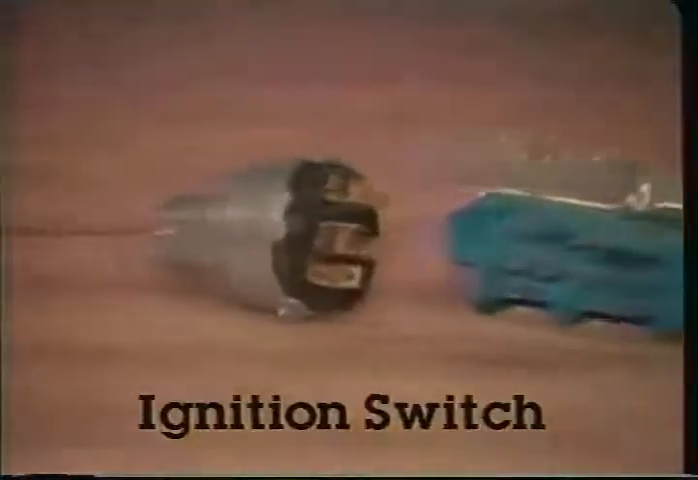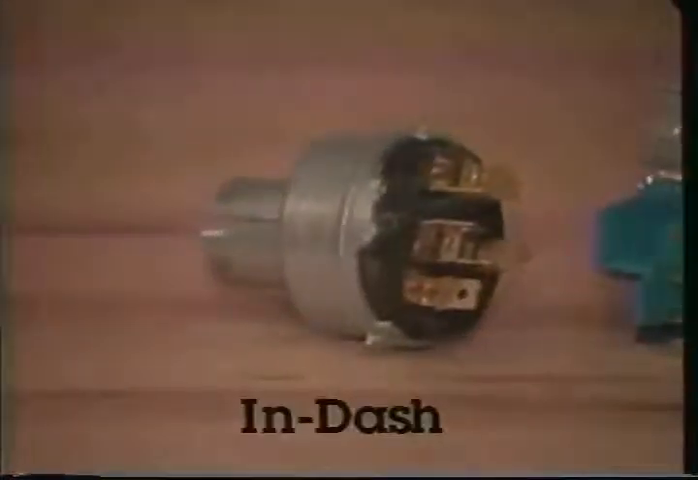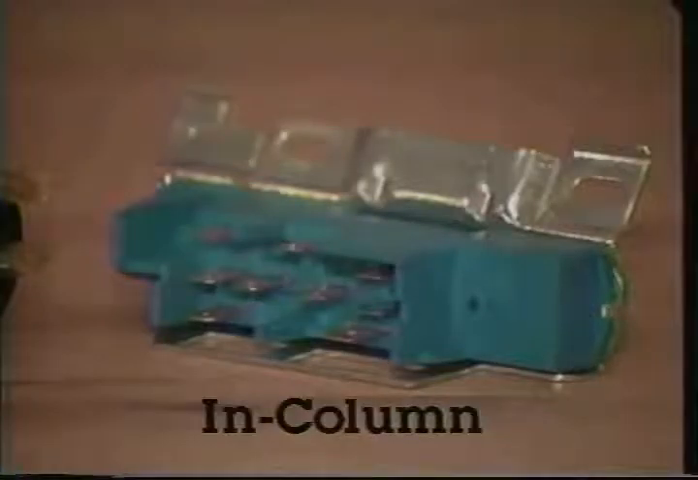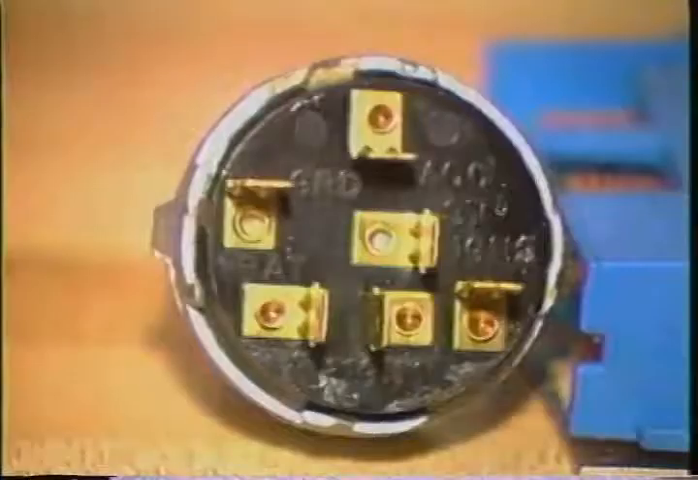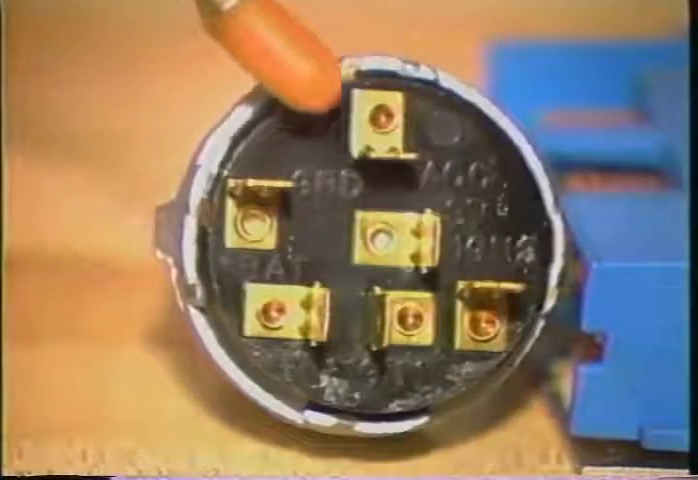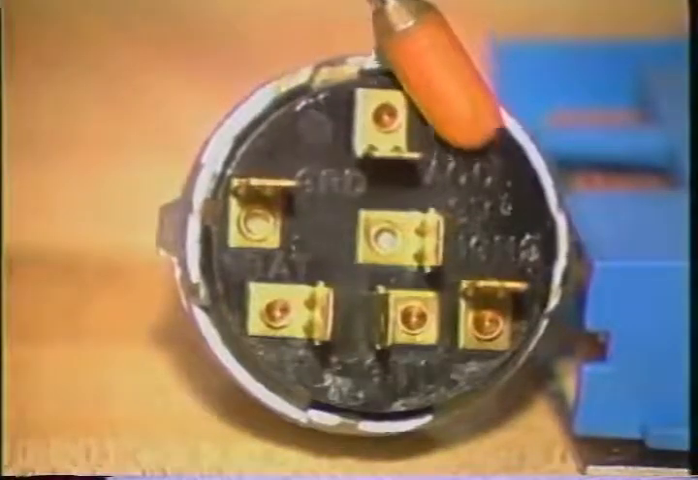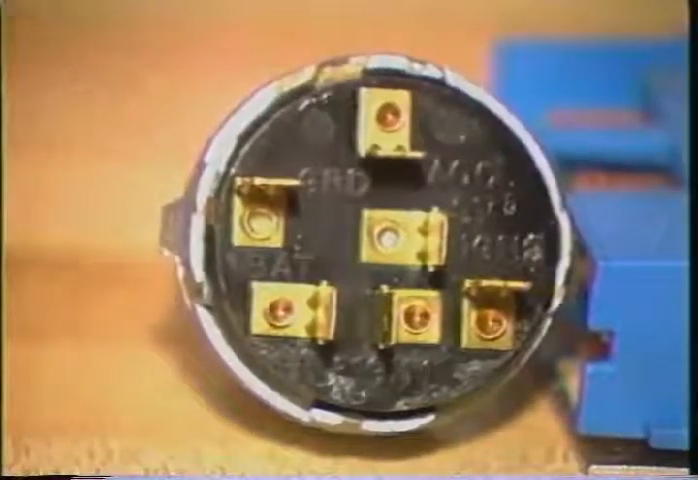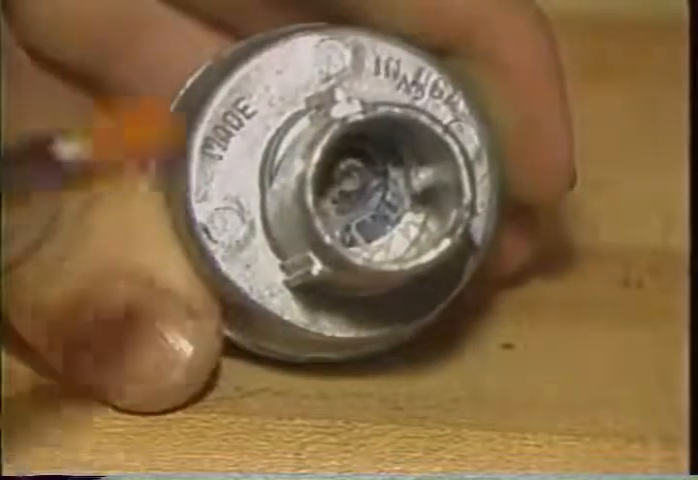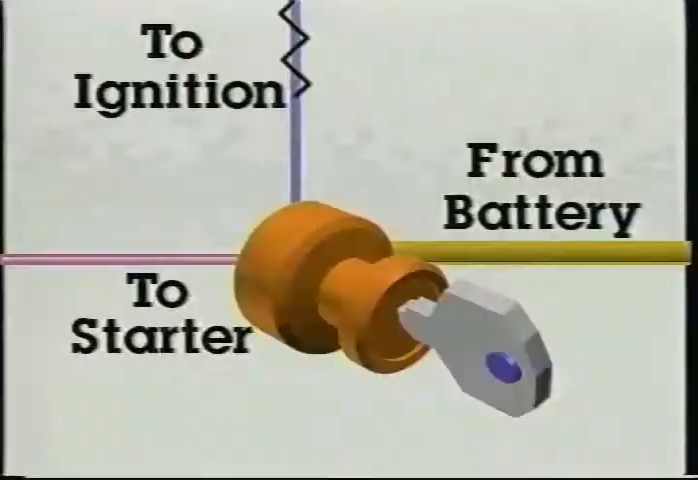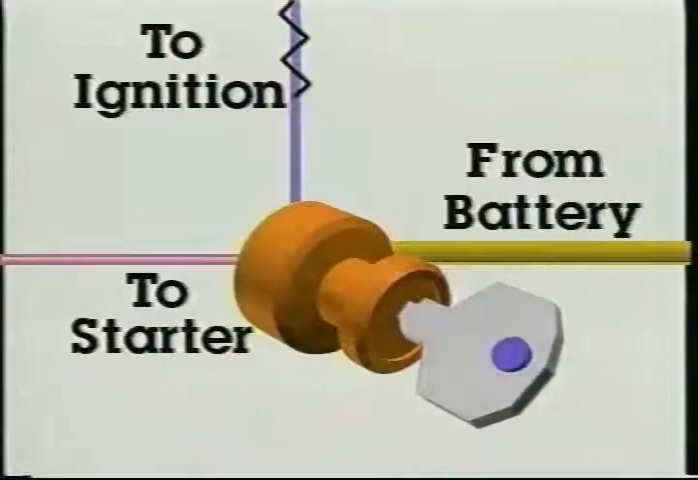There are two basic types of ignition switches, the older in-dash switch and the more modern in-column mounted ignition switch. Besides powering the starter solenoid, the ignition switch often feeds current to other circuits. The terminals are often labeled for easy troubleshooting. The key tumbler fits into the front of the in-dash switch. It rotates the switch into its start, run, off, and accessory positions.